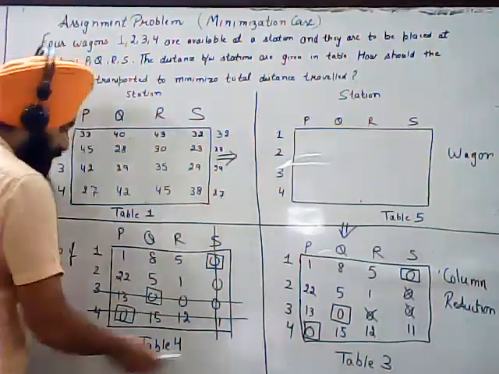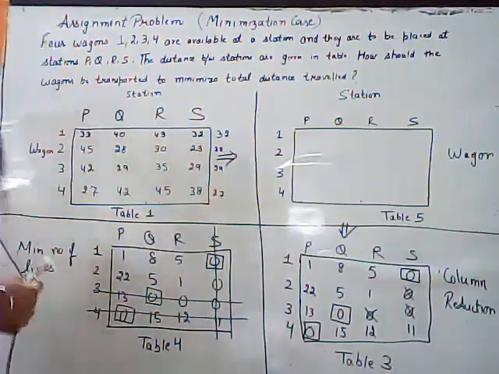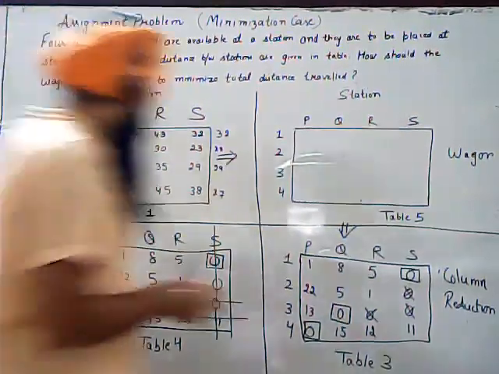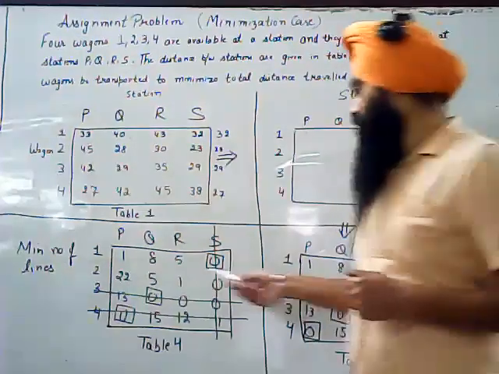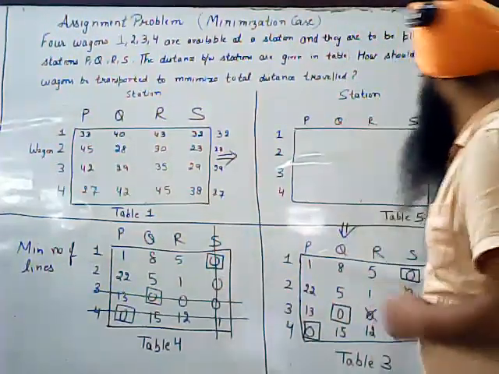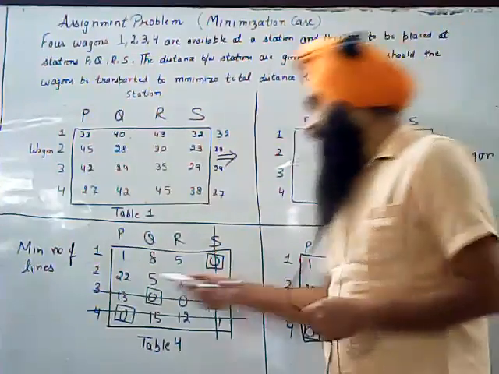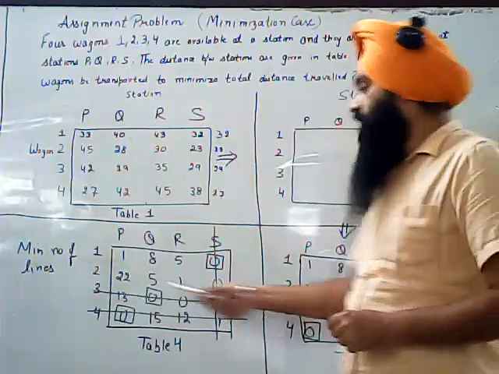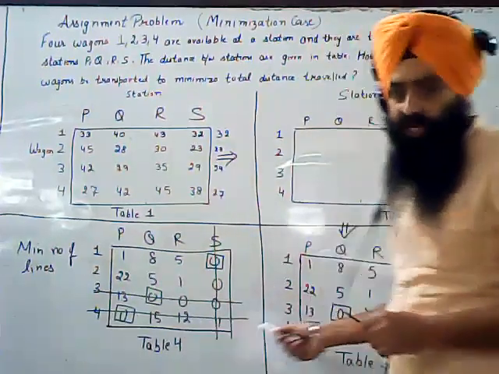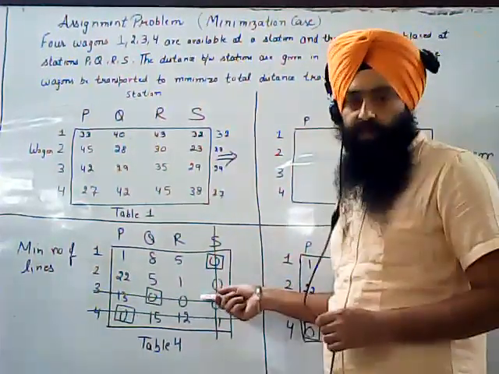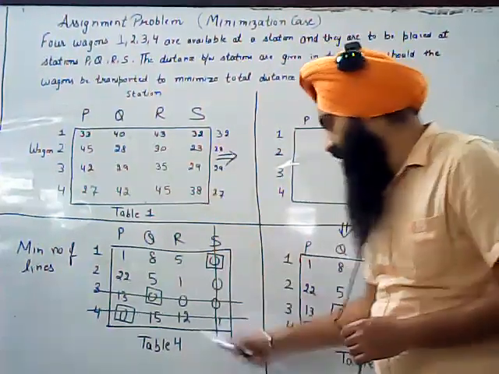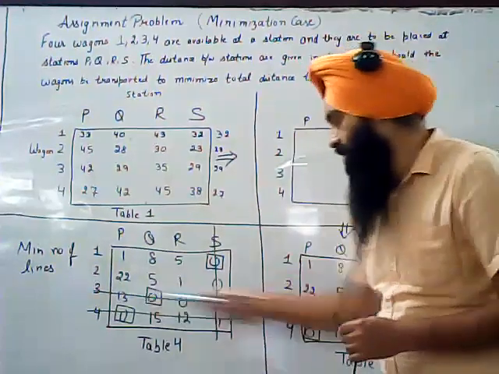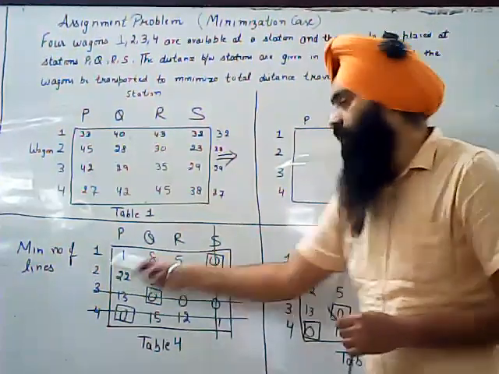So this is our table number 4, and in this table we have drawn the minimum number of lines so that all the assignments are covered. Now we have 2 types of elements. Some of the elements are connected with the help of lines and some are not connected. So these are connected elements and these are unconnected elements.